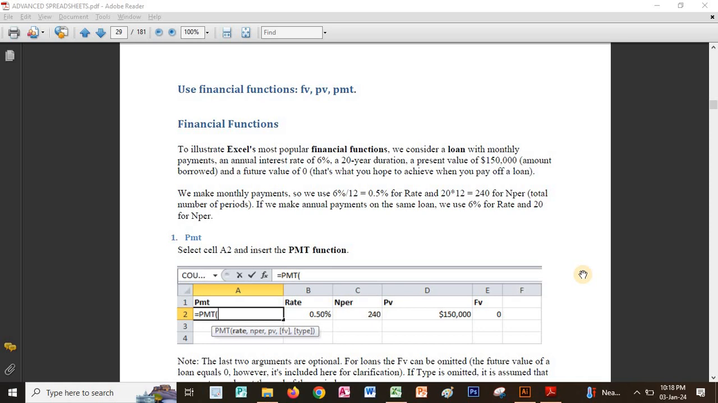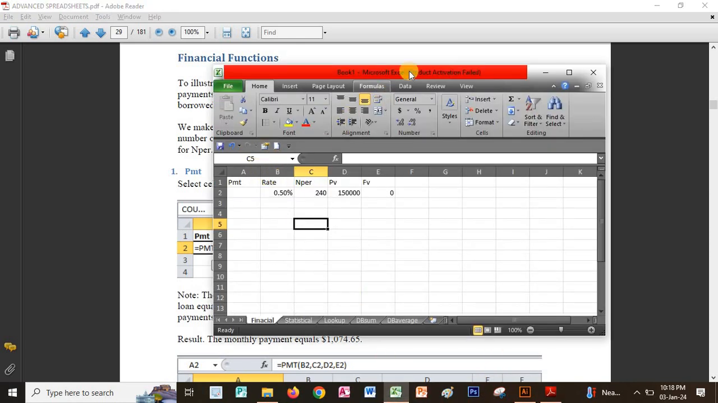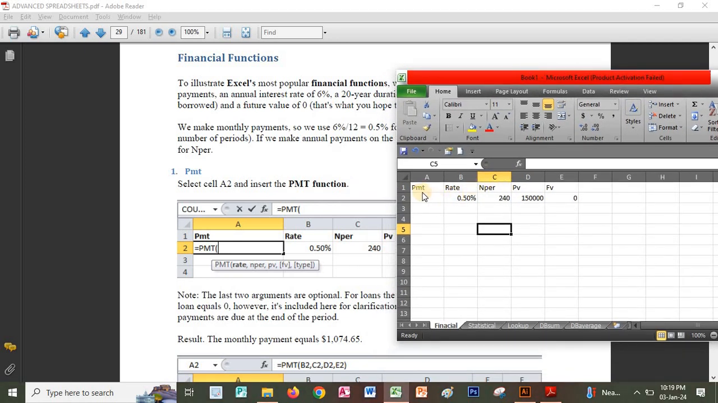So according to the example that I want us to use, write exactly the way that we have written here. So in your Excel, write PMT, that stands for payments, rate, number of periods, and present value, that is the amount borrowed, and future value, the final value that is expected at the end of the payments. Now we want to calculate the payments.